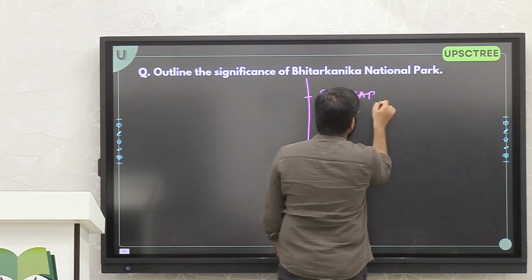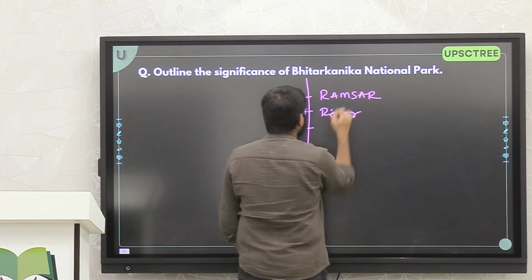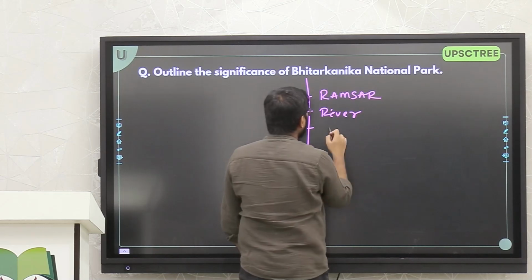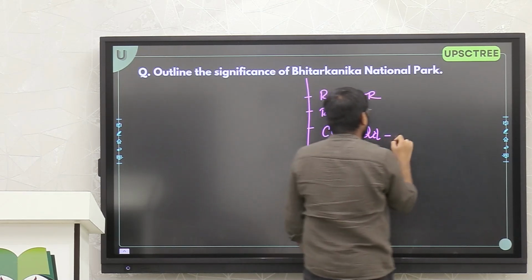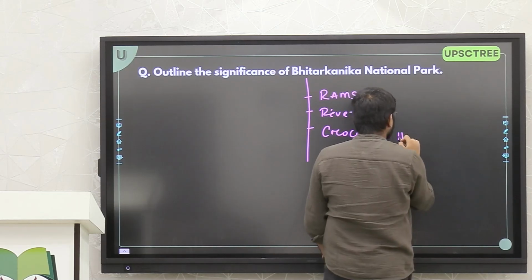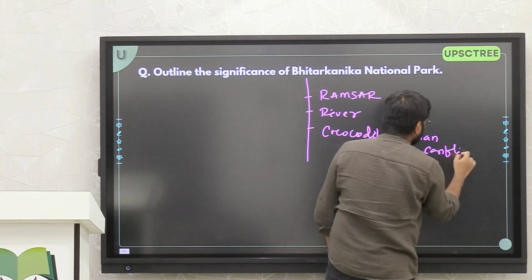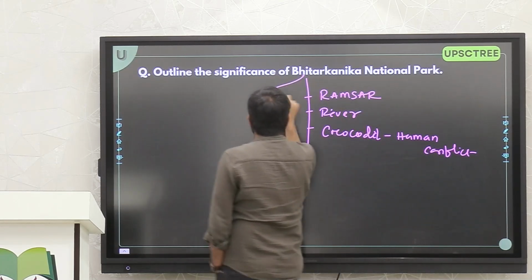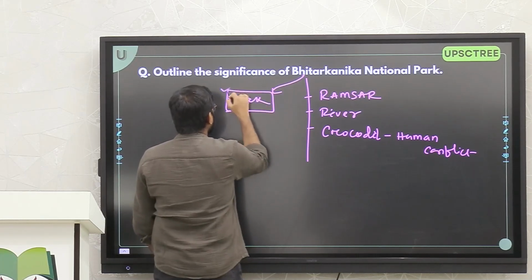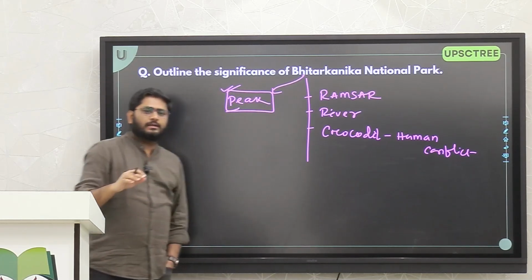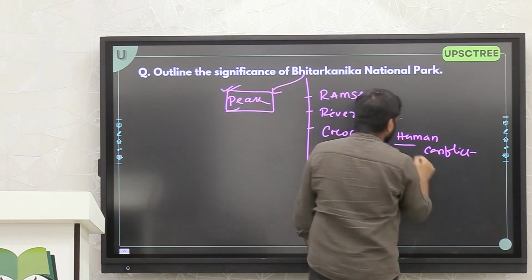कहाँ पे है ये? Geographically where it is located. You can write the river also, Brahmani River, etc. Okay. And it has been in the news because of crocodile and human conflict, ठीक है. And if you look at Bhitarkanika, the number of crocodiles that it can host is at its peak. That is the reason why we see a lot of crocodile-human conflict happening in this particular region.